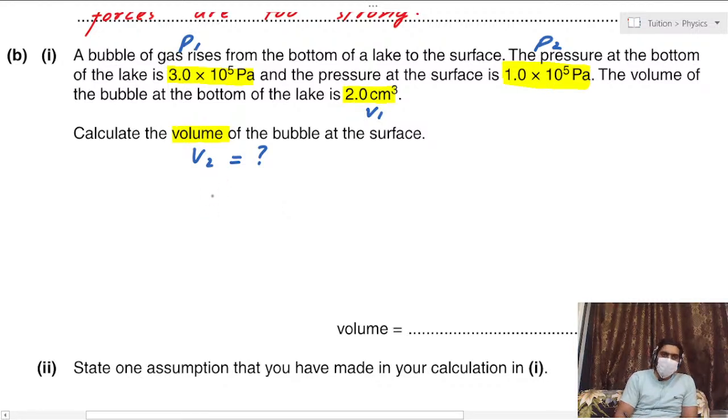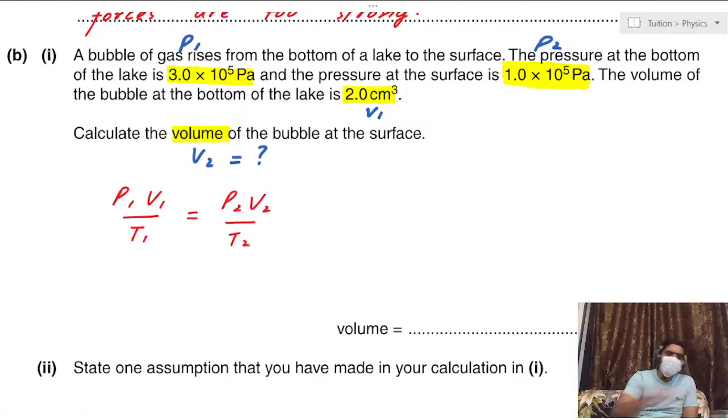All right, so we had a formula: P1 V1 over T1 equals P2 V2 over T2. Then I said if two of the three things are given, then you can simply ignore the third one. There's nothing about the temperature, so you just ignore the temperature. The remaining formula would be this one.